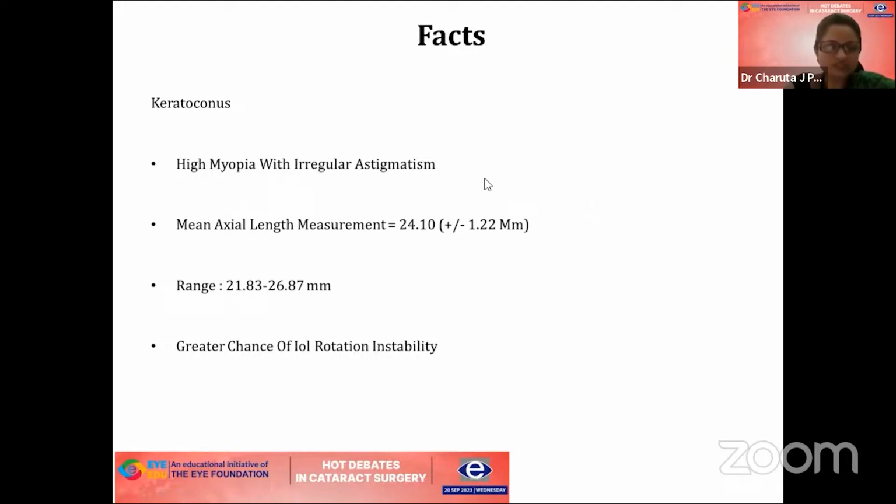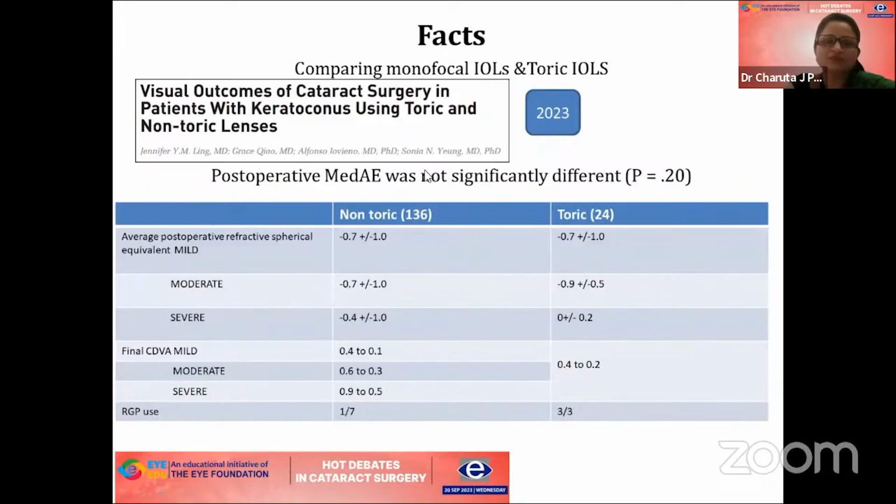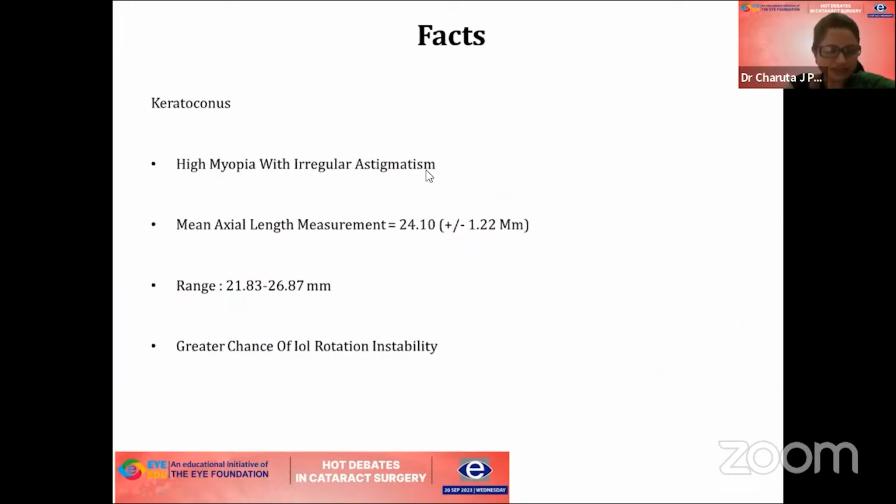What else? Rotational stability is a major endpoint analysis of the toric IOL. And it greatly depends on capsular bag size, axial length, and associated myopia. So theoretically, all patients with keratoconus who have axial myopia should be prone to IOL rotation, although no case has actually been reported. Now, residual astigmatism can be produced due to rotation of the toric IOL post-surgery.